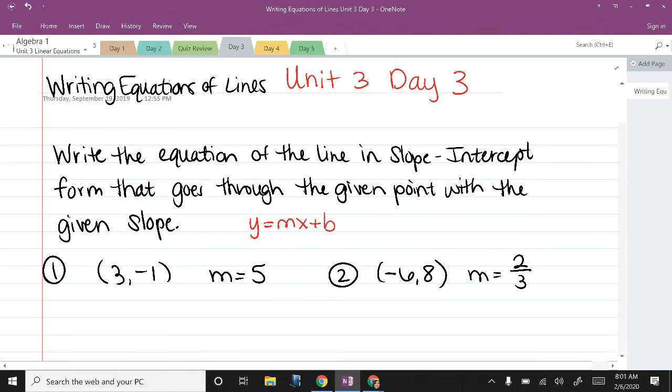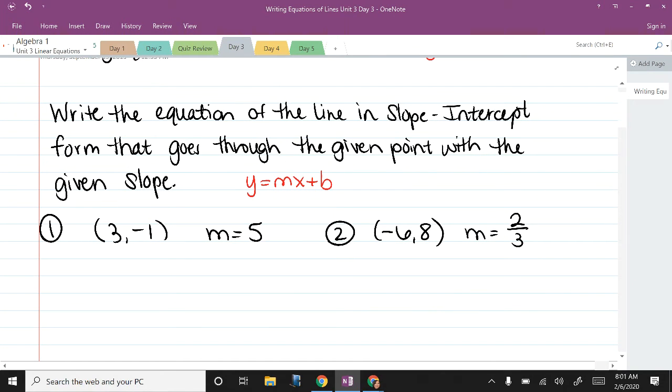So on number 1, what did they give me? A point that's on the line and the slope of the line. What did they not give me? The y-intercept. They didn't give me b, did they? So my first job is to find b, the y-intercept. How do you suppose we can get b?